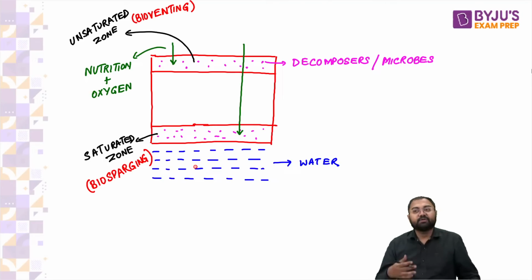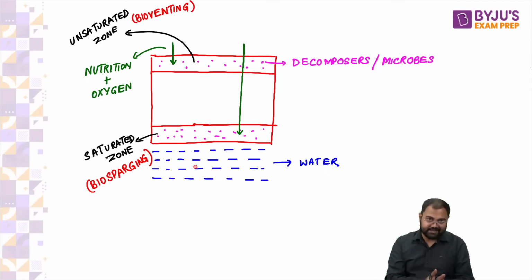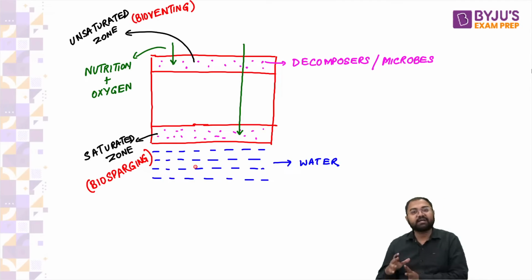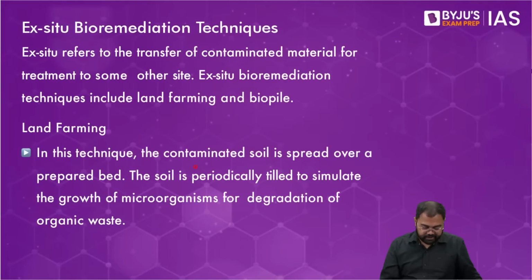Many times, these kinds of methods can be used in agricultural lands, but largely we see that in industrial applications it is used more. Wherever land contamination might have happened because of some kind of industrial activities, we see that biosparging and bioventing methods can be used in those kinds of cases. So that's why these two become very crucial.